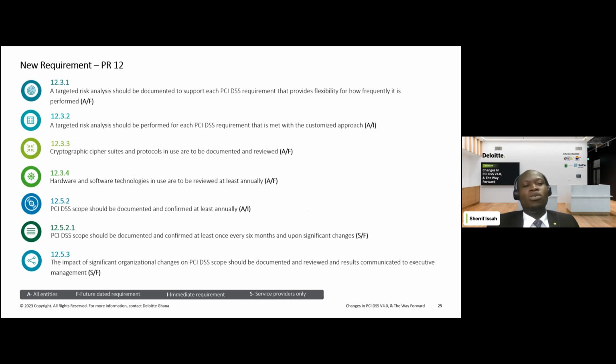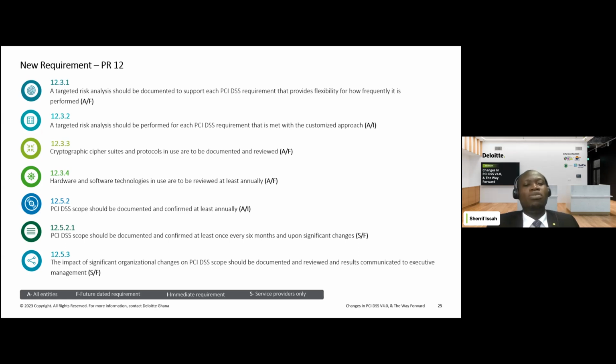We move to principal requirement 12. So in principal requirement 12, these are the new requirements. Under 12.3.1, it says that there should be a targeted risk analysis that should be documented to support each PCI DSS requirement that provides flexibility for how frequently it is performed. So what we're talking about here is that some of the PCI requirements don't state specific timelines or frequencies for review. So when there's that flexibility, there's a need to perform risk analysis to determine how frequently those requirements are supposed to be reviewed or performed.